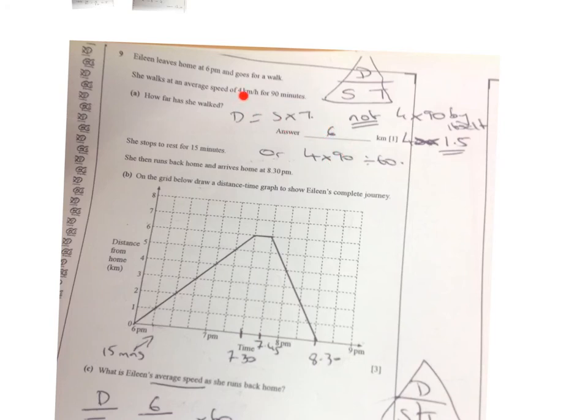So if she's walking for 4 kilometers an hour, it makes sense that in an hour and a half she'd have walked another 2. The 30 minutes is like 2, so either way 4 and 2 gives you 6. Either this way, 4 times 1.5, or 4 times 90 divided by 60. Either way gets you 6.